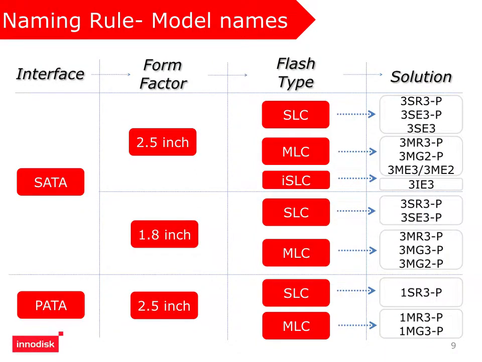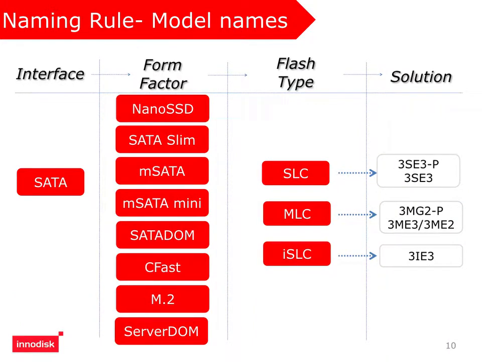In this last section, we introduce to you our product categories. In the 2.5 and 1.8 inch form factor, we offer you both SATA and PATA interfaces. In these categories, we have solutions in SLC, ISLC, and MLC. Narrowing it down even more, we offer different series featuring unique technologies in order to fulfill the demand of different industrial sectors. As SATA is the most common interface, we offer a variety of SATA solutions besides the 2.5 and 1.8 inch disks.